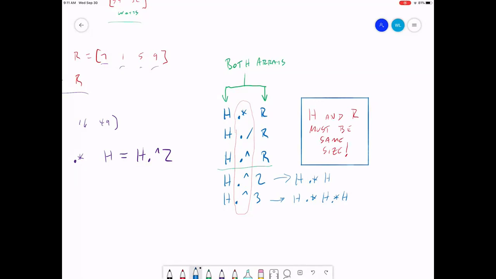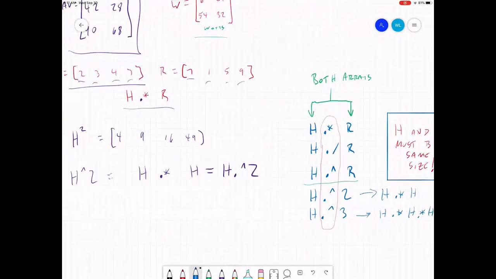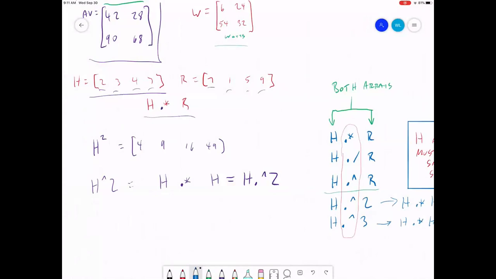The reason that's important is because if you're trying to do the elements of H times the elements of R, it's 2 times 7, 3 times 1, 4 times 5, 7 times 9. If one of these arrays happens to have an additional value in it, what are you going to multiply 8 by when you're doing H times R? There's nothing. So in order to keep everything straight, they have to be the same size. Otherwise, MATLAB's going to have questions that you won't necessarily have answers to. But if it's a one-to-one connection like this, then it's easy for MATLAB to figure it out.